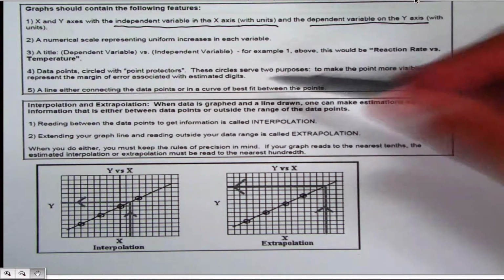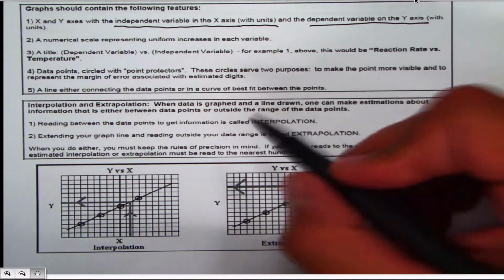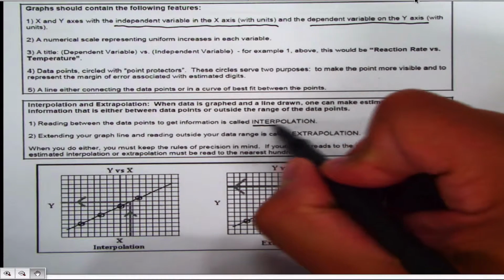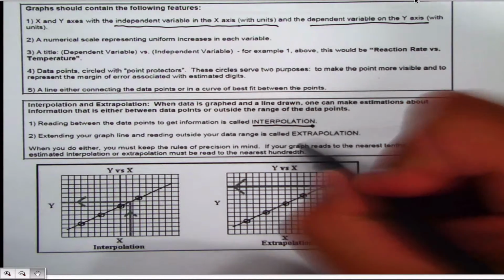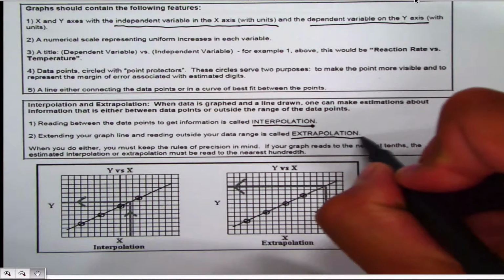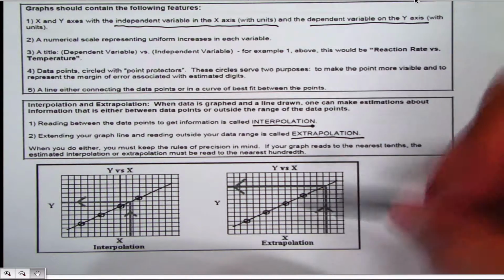So then once you have that line, you can interpolate. In other words, determine what happens between the data points. And if you extend it beyond your data points, you can extrapolate. In other words, going outside your range.